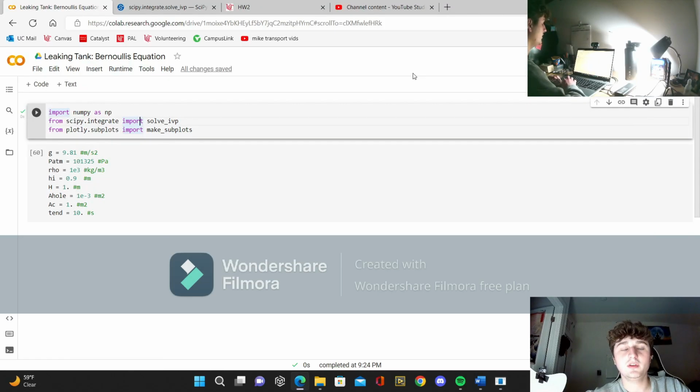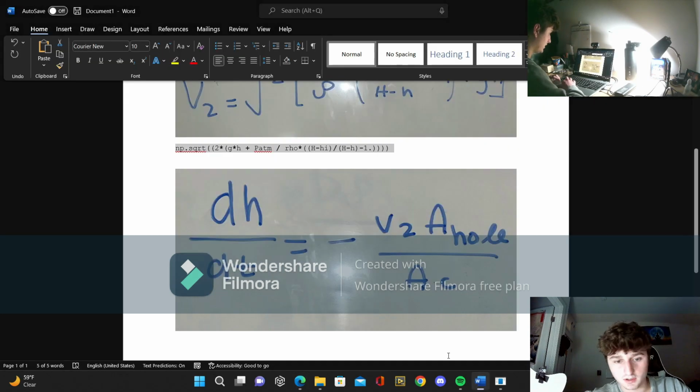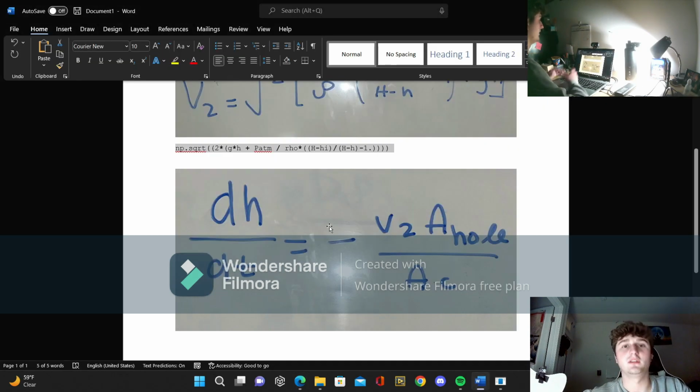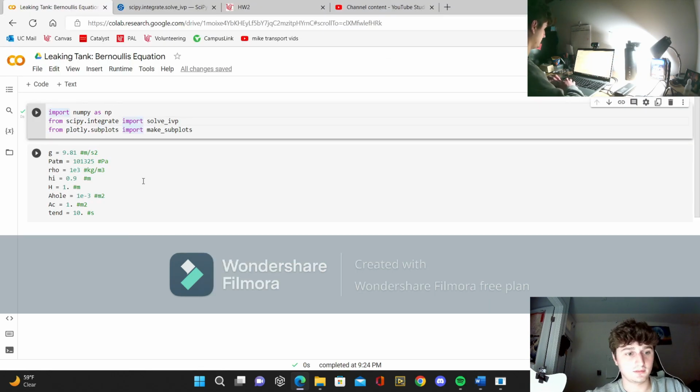Alright, so hello. What we're going to be doing right now is using Collaboratory and Python, also SciPy integrate. We're going to try and put in our differential equation for our leaking tank, the differential height over time. What we're going to be using is IVP, in accordance with this rather. And we are going to try and solve this initial value problem, and this is going to give us a nice plot of what the height of the liquid is going to look like as it approaches steady state.